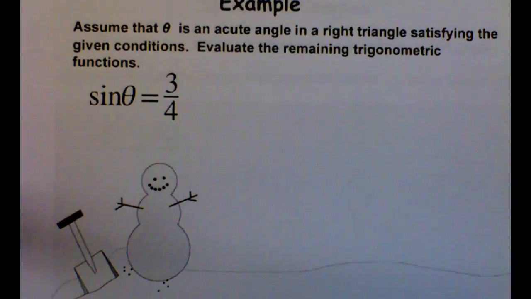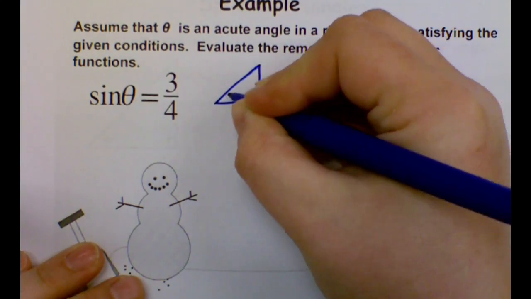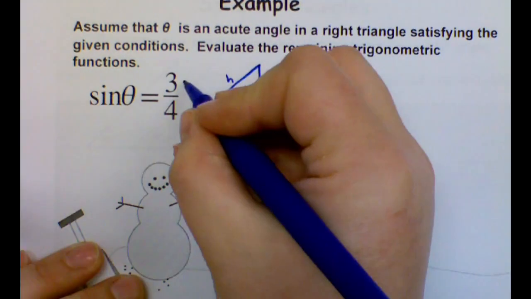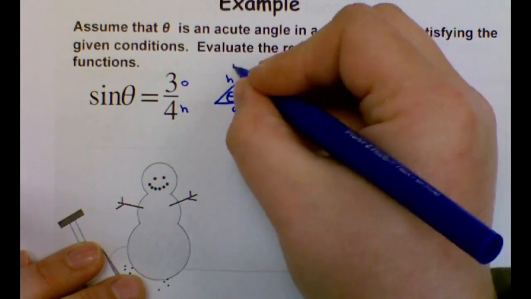And we got one more of these. It tells me the sine of theta is 3 over 4. So we will draw our triangle. Here's theta, opposite, adjacent, hypotenuse. Sine is opposite over hypotenuse. So my opposite is 3. My hypotenuse is 4.